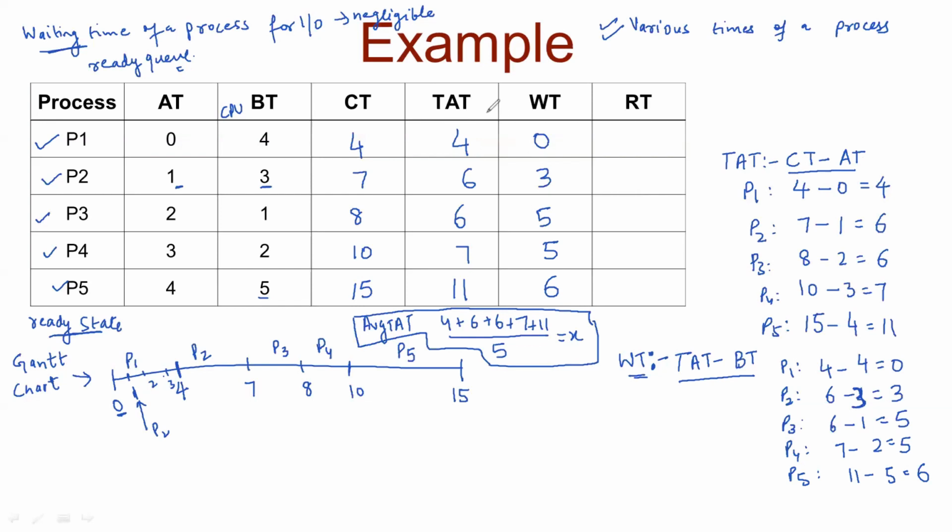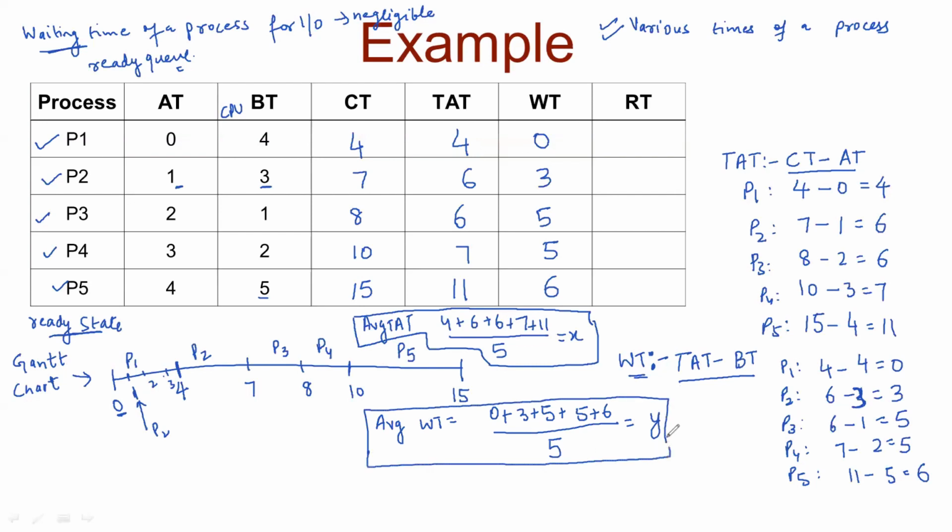So these are the individual turnaround times, and these are the individual waiting times. From here, you can calculate the average waiting time. Average waiting time will be sum of waiting times of all the processes in the system divided by the total number of processes. In this case, it is 5. So you can calculate this value. I am leaving it for you as an activity.